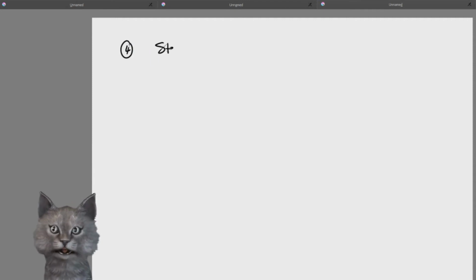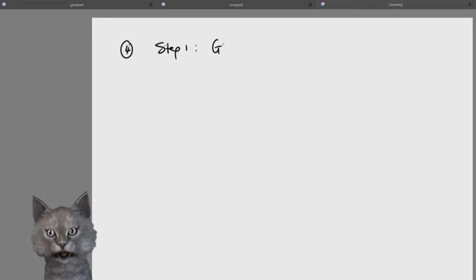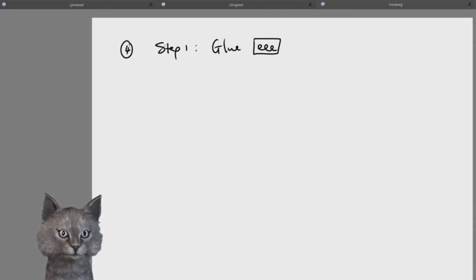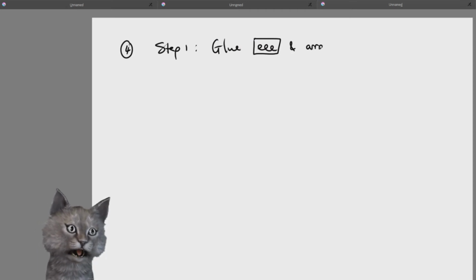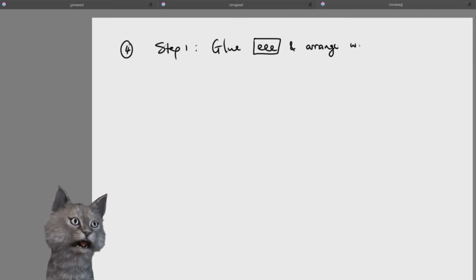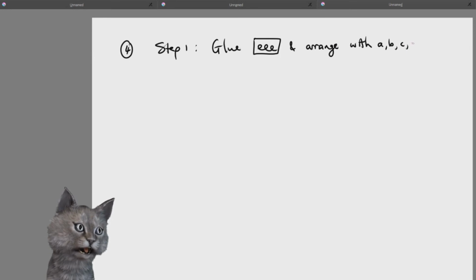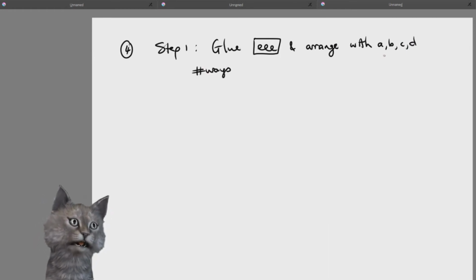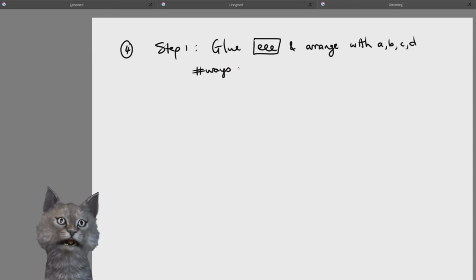So I still want to keep things together. Glue them. What do I glue? E. One super E. And then I arrange that with A, B, C, and D. So I have a total of 1, 2, 3, 4, 5 objects. Are any of them identical? Well, this super E doesn't look like anything else. These are all different. That is it.